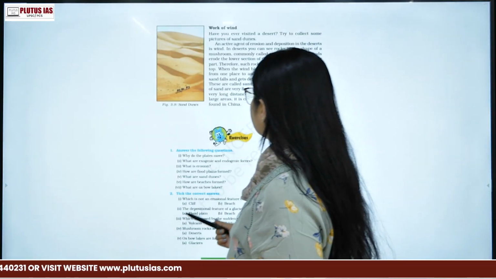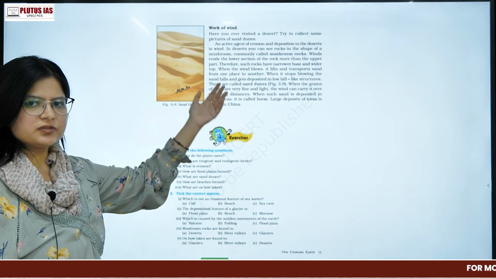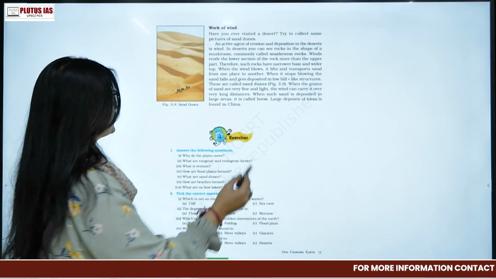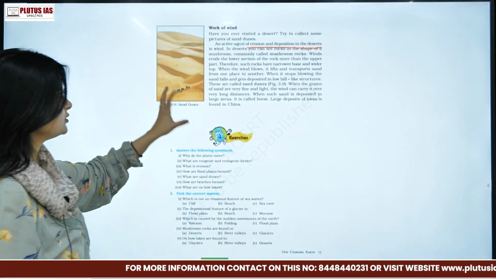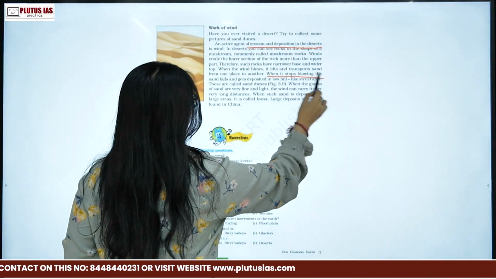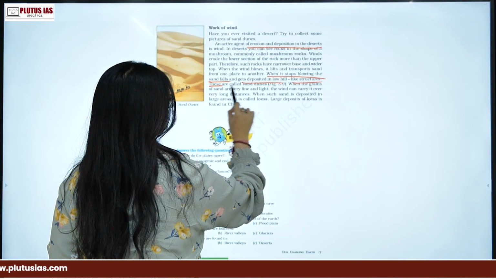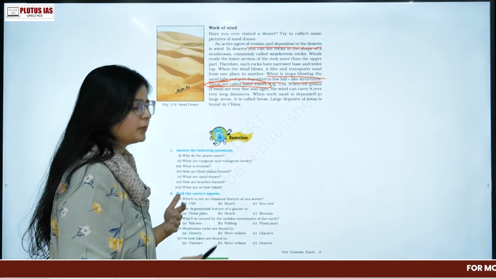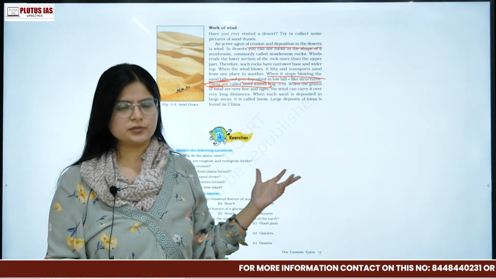Now what is the work of the wind? Now this is very simple also. Here the sand dunes are important which we find in deserts. Okay. An active agent of erosion and deposition in the desert. In the desert you can see rocks in the shape of mushrooms, etc. And then when it stops flowing and sand falls and gets deposited in low hill-like structures, these are known as sand dunes. Sand dunes are a very common phenomenon. When you have gone to Jaisalmer, etc., you can see the sand dunes.